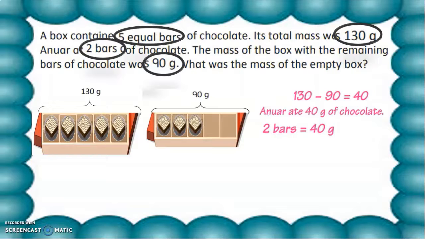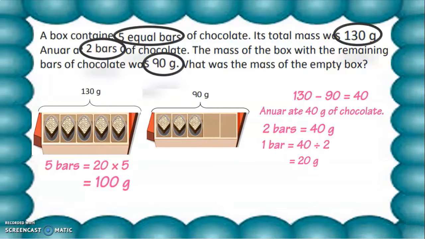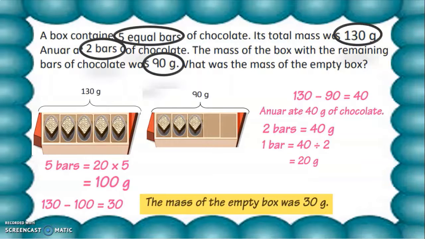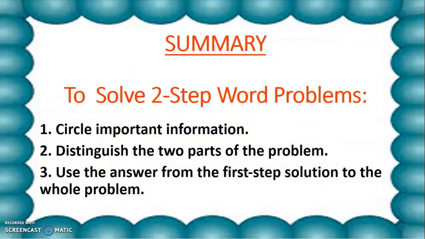How to find the mass of 1 bar? Yes, we're going to divide by 2. So 1 bar is equal to 20 grams. If we have 5 chocolates here, so 5 bars is 20 times 5, 100 grams. To find the mass of the empty box, we're going to subtract: 130 minus 100 is equal to 30. So the mass of the empty box was 30 grams.